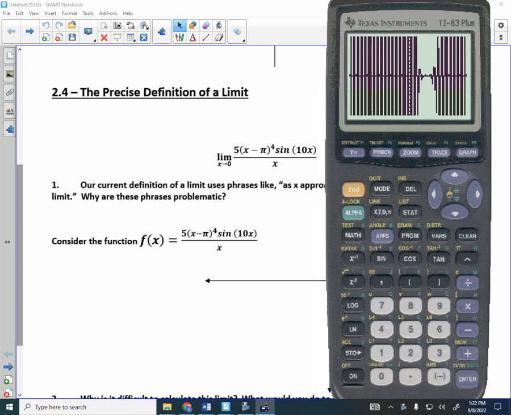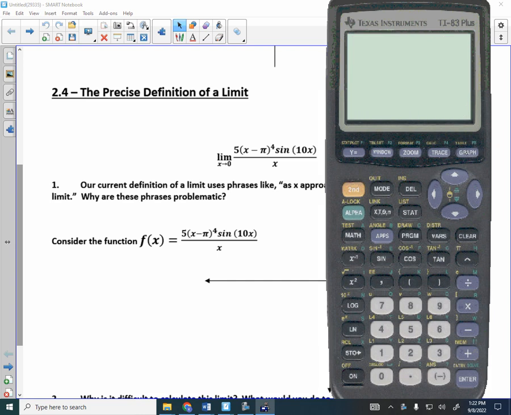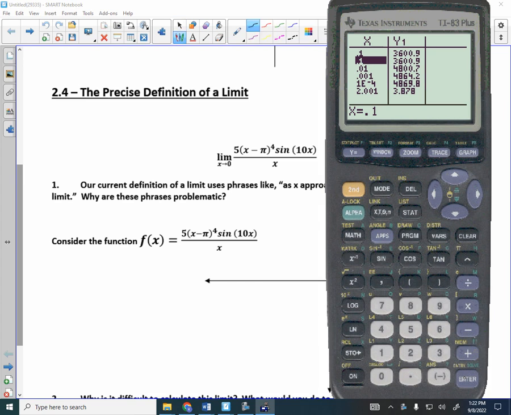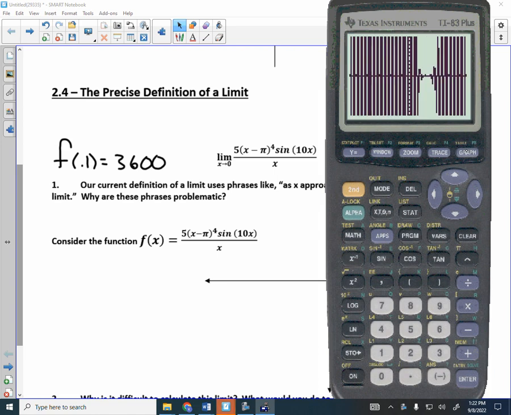Now, here's what I'm going to do. I'm going to go to my table so I can have an idea of where to look in the window. What's a value that's close to 0? I'm just going to plug in 0.1, and I get 3,600. So that means that f of 0.1 is 3,600. So does everybody agree that I'm not going to see the graph if I'm zoomed in like that?